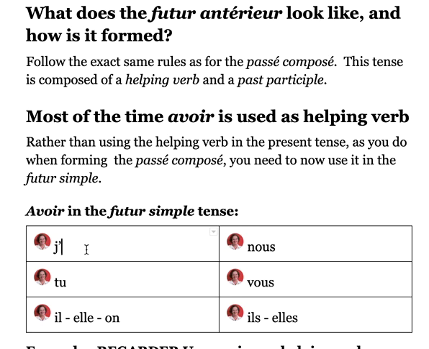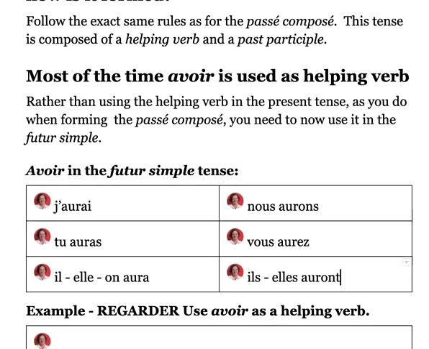So let's go. And you can say them with me as we do this. J'aurai, donc j'aurai, tu auras, il, elle, on aura, nous aurons, vous aurez, ils, elles auront. D'accord? So there's your futur simple of the verb avoir.